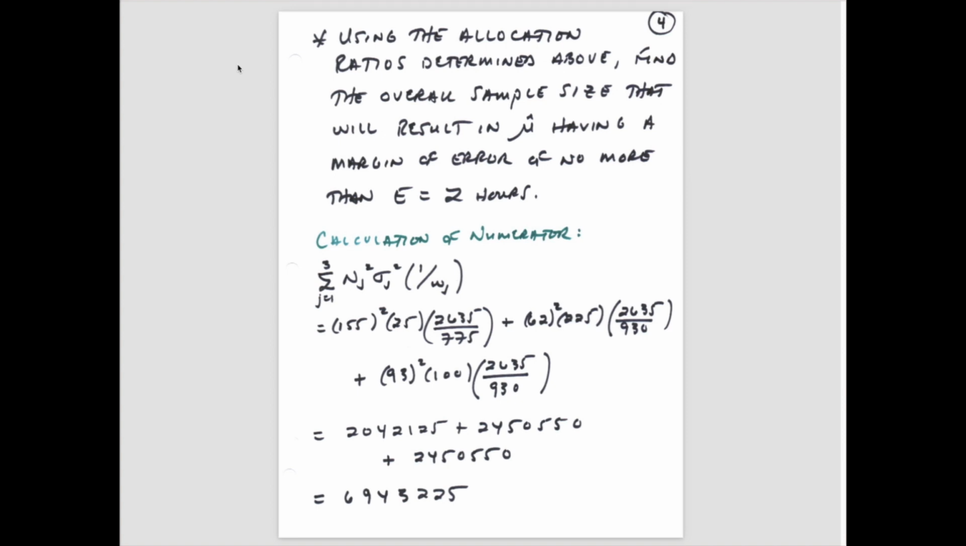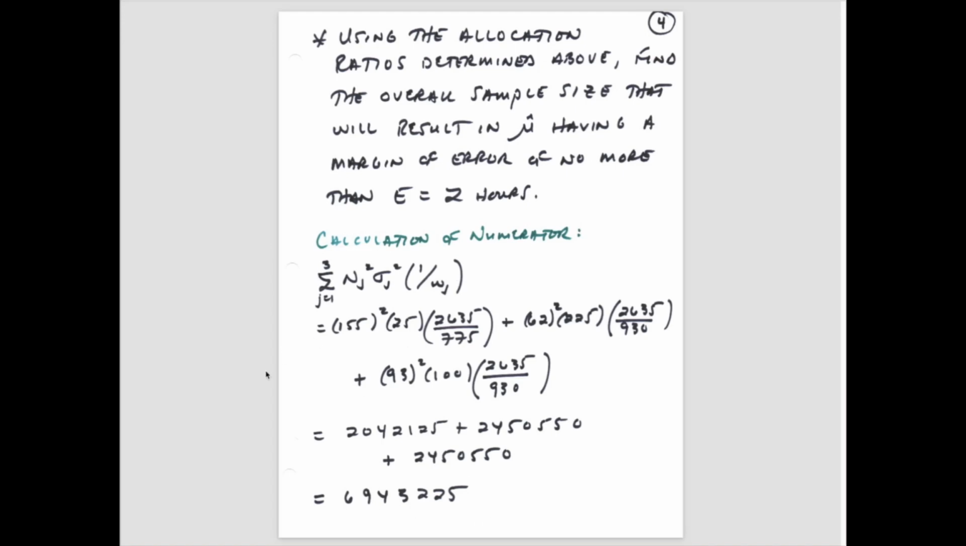Now, using the allocation ratios determined above, find the overall sample size that will result in mu hat having a margin of error of no more than 2 hours. Okay, so now we need to go back and use the first formula that we looked at in this lecture video, that formula for calculating the overall sample size.